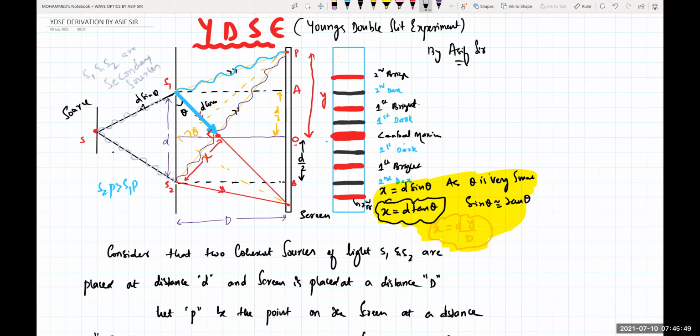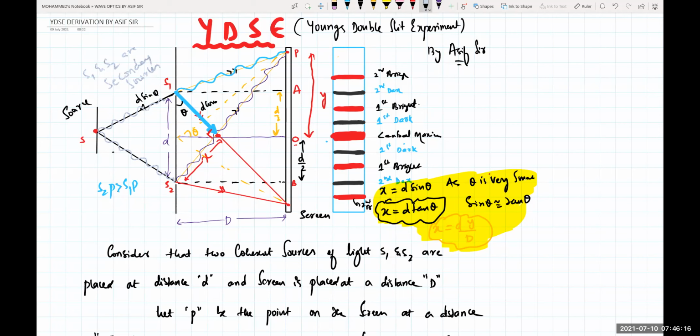The moment the ray of light goes from S1, it travels in the form of a wave and reaches somewhere at a point P on the screen. At the same time, the wavelet from S2 is also traveling in the form of a wave, moving towards the point P and meeting at P. Now tell me, is the time taken to reach from S1 to P and S2 to P the same or different? Because the distance is different. S1P is less and S2P is greater here.